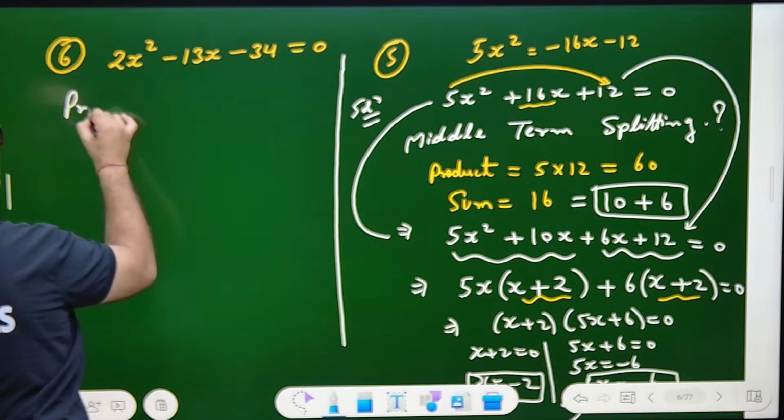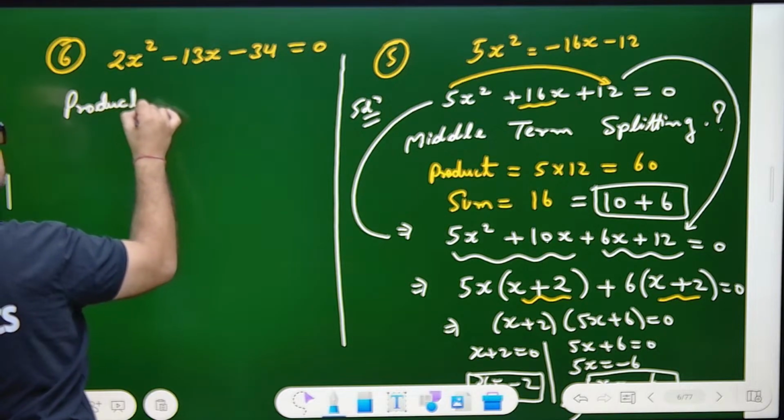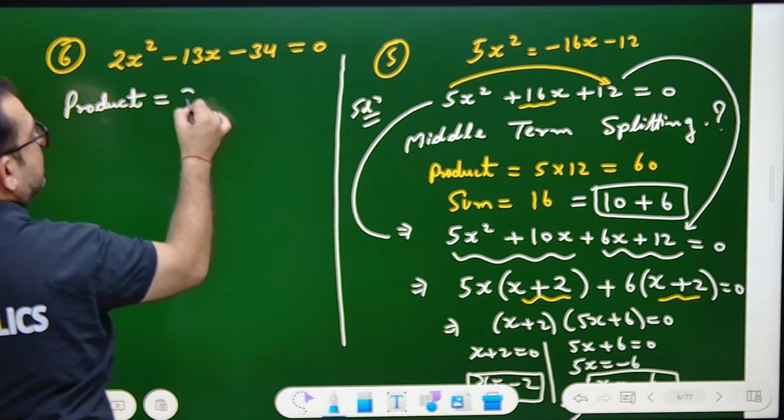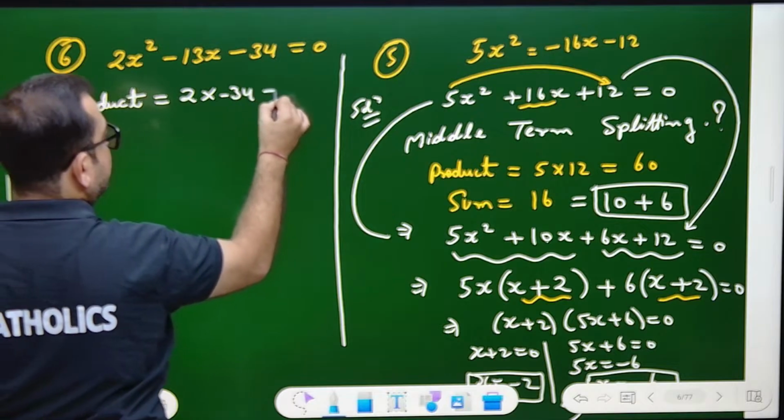If you see the product, the product is 2 into minus 34. 2 into minus 34, it is minus 68.